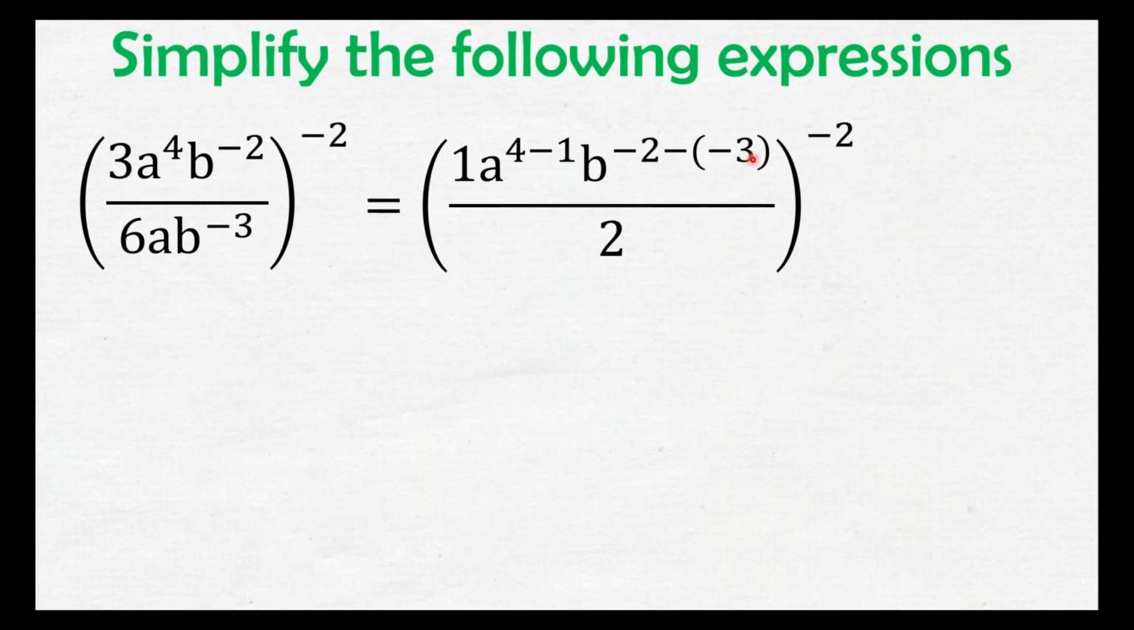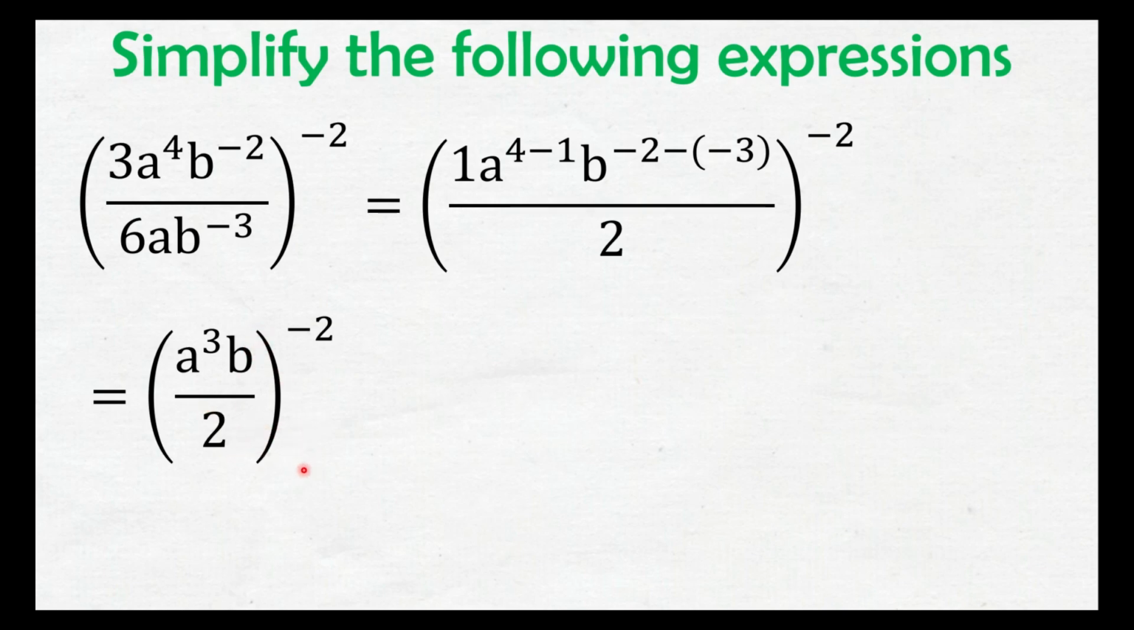Okay? Then, tinanggal ko na si 1 dito. Kahit wala na yan, hindi na natin isulat. Then, 4 minus 1, that is 3. Kaya nakuha natin yung a cube dito. And ito naman, b raised to negative 2 minus negative 3. So, palitan natin operation na plus at palitan natin yung sign ng subtrahend. So, we have negative 2 plus 3 nun. Negative 2 plus 3, that is 1, diba? So, kaya ganito yung naging itsura nito. Naging b na lang siya, so hindi natin kailangan isulat yung exponent na 1.